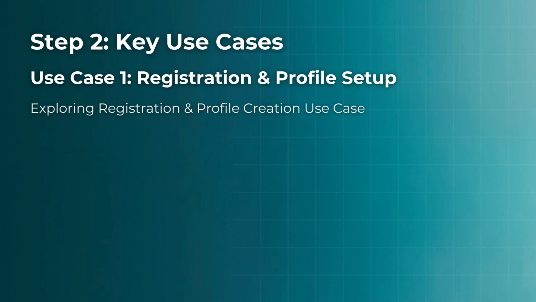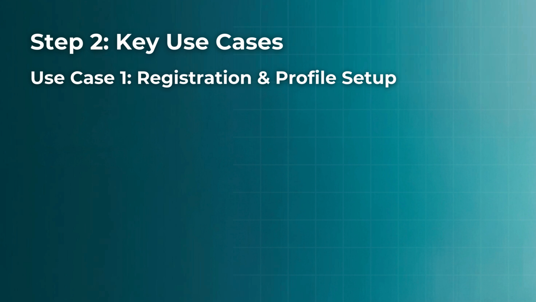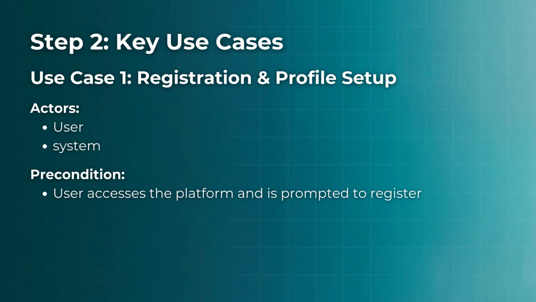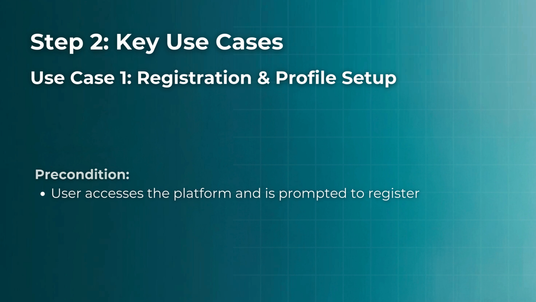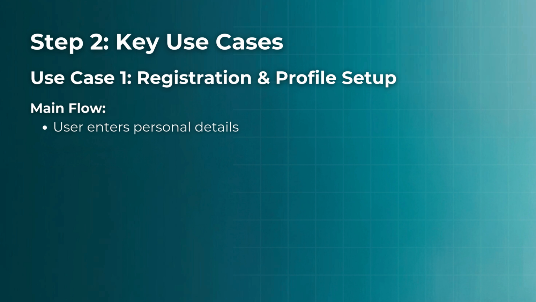Let's kick things off with how users join the platform. The actors involved in this use case are the user and the system. The user accesses the platform and clicks sign up. Here's the flow on what happens next. First, the user enters personal details like their name, email, and password. They might even upload a profile picture.